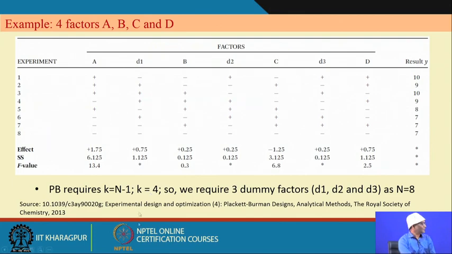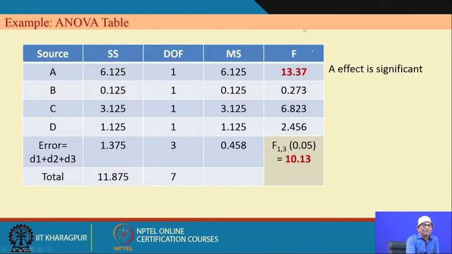error values. So, in this case let me repeat, PB requires k equal to n minus 1, as k equal to 4. So, we require 3 dummy factors D1, D2, D3, because we have used 8 runs. This one I have taken from internet material, the source is this, and you can download and read it. So, now using this information, SS and the degrees of freedom, we have computed the ANOVA table.